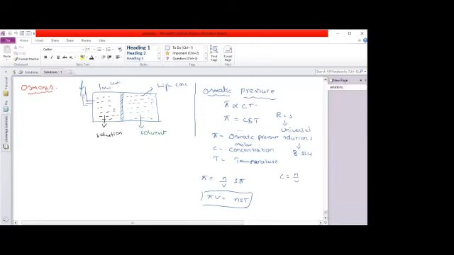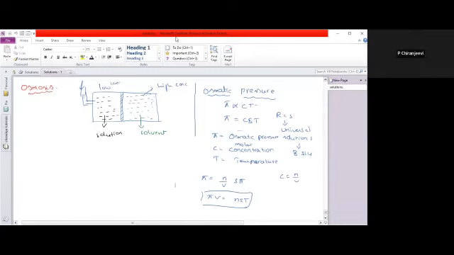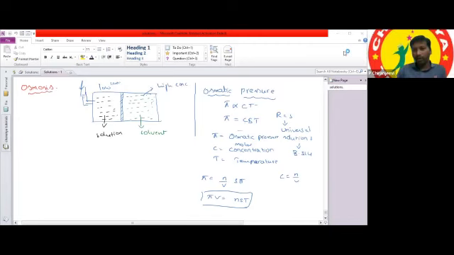Very good. So what is meant by osmotic pressure? Osmotic pressure is the pressure applied on the solution to stop the flow of solvent molecules from the high concentration to low concentration through the semi-permeable membrane. Okay, that we had already seen. Next, how are we going to represent the osmotic pressure?